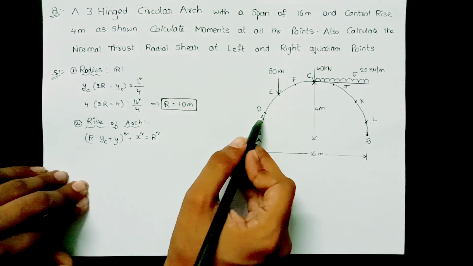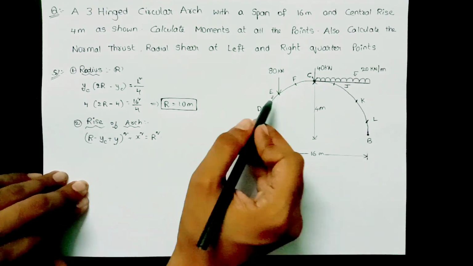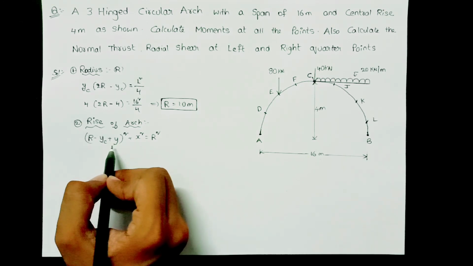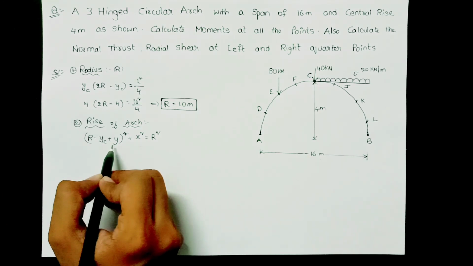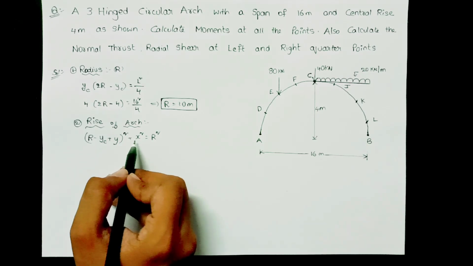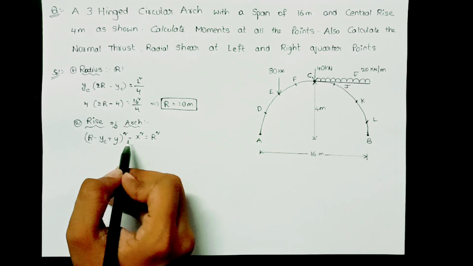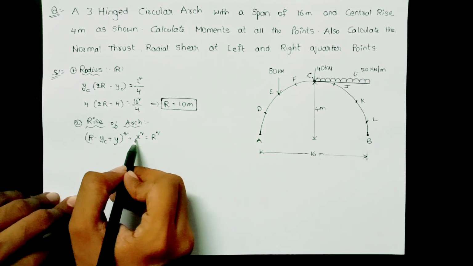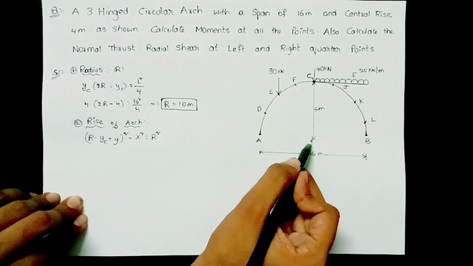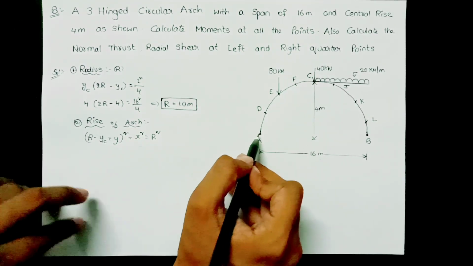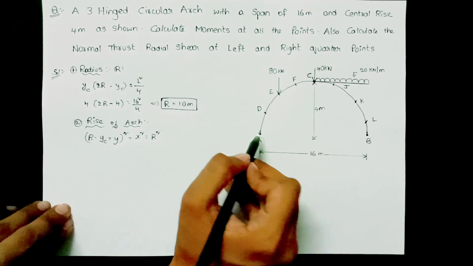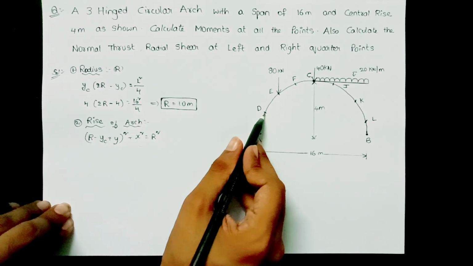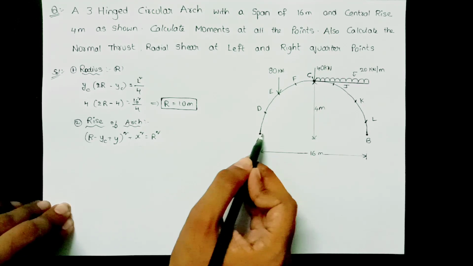For example, if you want to calculate the rise at D, then y becomes yd; the rise at E is ye, and the rise at F is yf. In a similar way we have to calculate the value of y at every point, and x is the distance from the center of the arch to the point we are taking. This is the most important thing to consider here: x is the distance from the center of the arch, not from the supports. While analyzing parabolic arches, the x value is taken from the support. For example, for point D, the x value will be 2 meters.